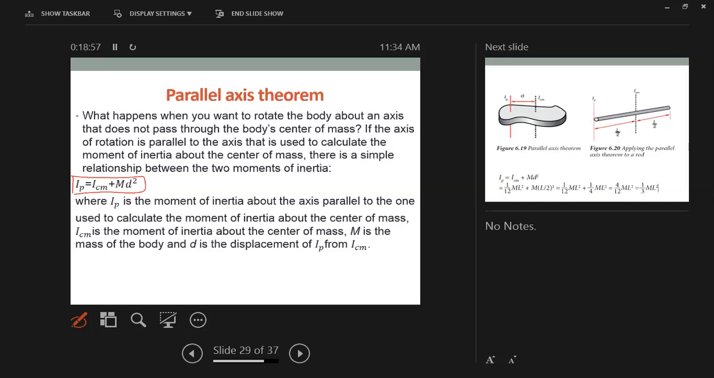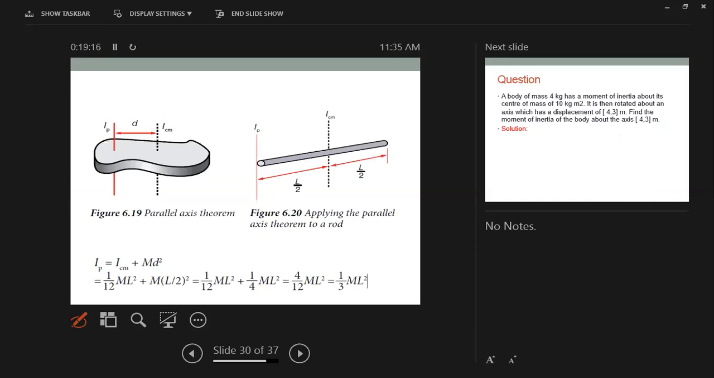I_P stands for the moment of inertia about the axis parallel to the one used to calculate the moment of inertia about the center of mass, and I_CM stands for the moment of inertia about the center of mass. M is the mass, and d is the displacement from I_P to I_CM. Let me explain it here. As you see, there are two axes over here. The distance between them is called d. I_P stands for the object's moment of inertia, and I_CM is the moment of inertia at the center of mass for the object.